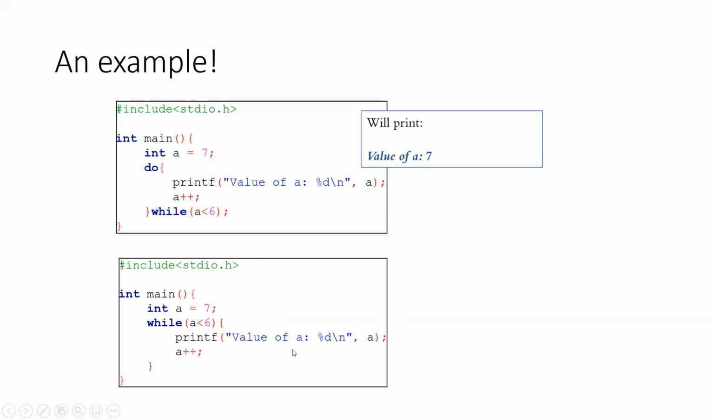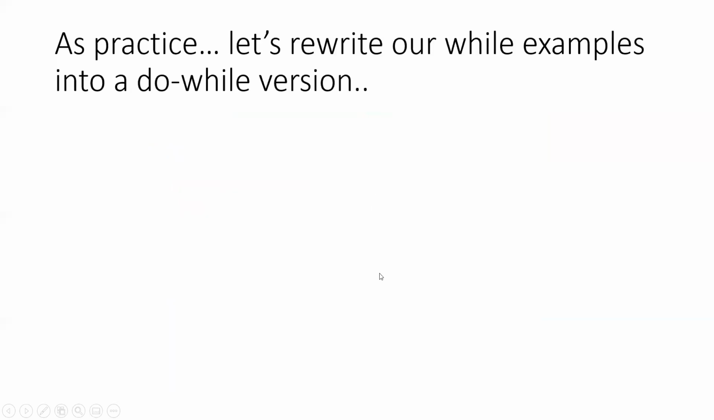But in your while loop, it will print nothing. Why? Because we initialized a equal to 7, and now we immediately check or evaluate the condition. Is 7 less than 6? It is false. So it will just skip the loop body, will not do anything, and the program will end. So that's the difference between the two.